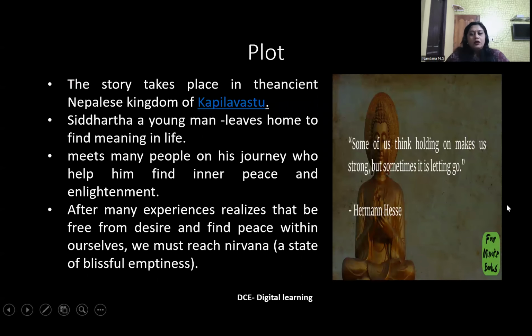Plot. A plot, as defined earlier, is nothing but the main essence or the crux of the novel. The story takes place in the ancient Nepalese kingdom of Kapilavastu. Siddhartha is a young man. The protagonist of the novel is a young man by the name Siddhartha. He leaves home to find meaning in life.